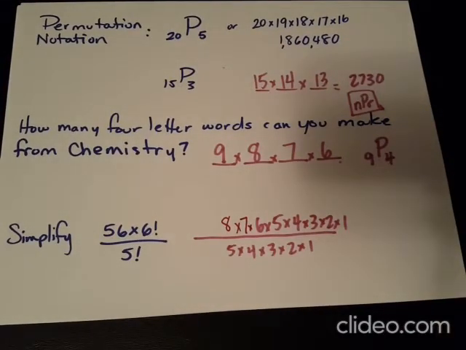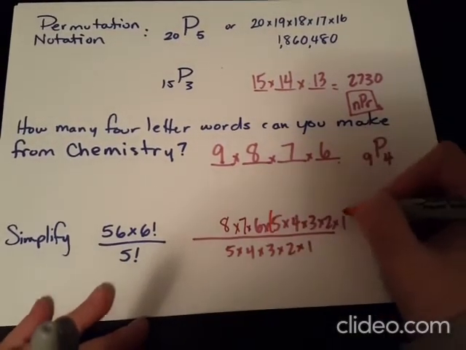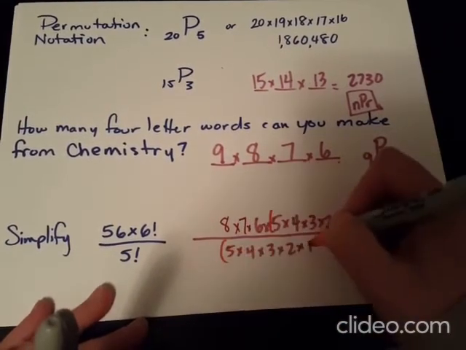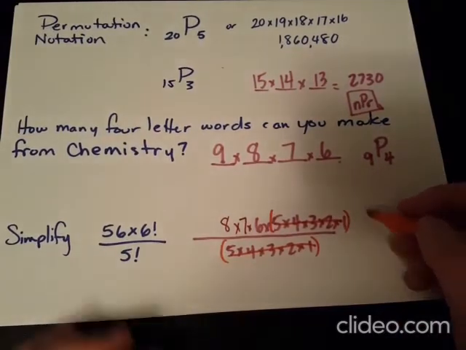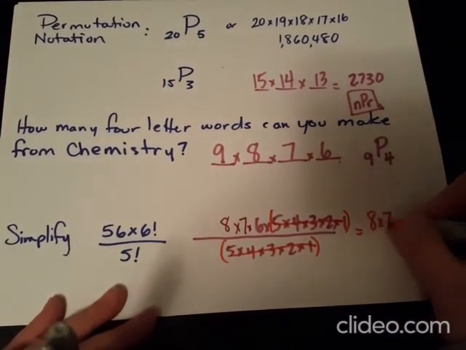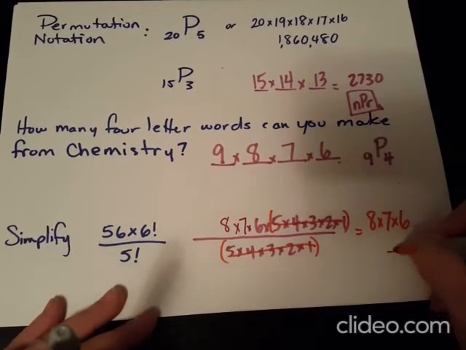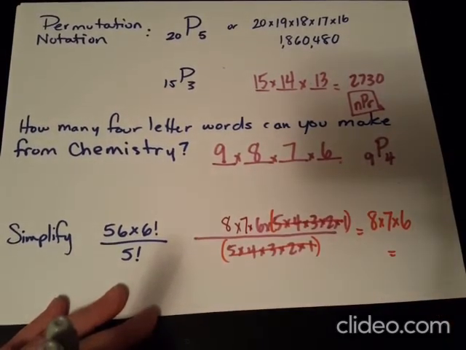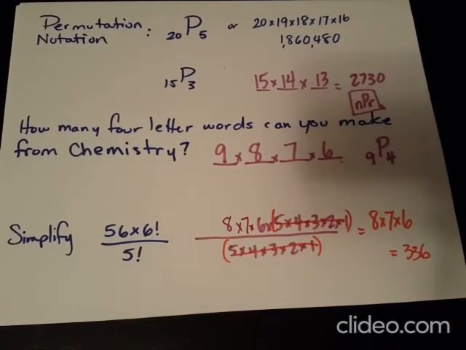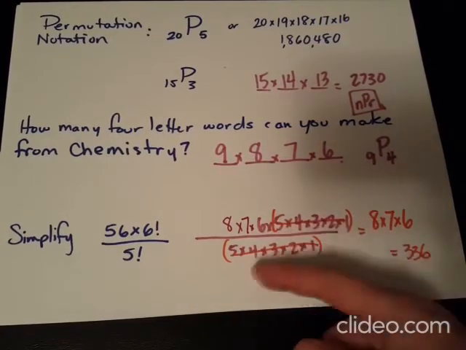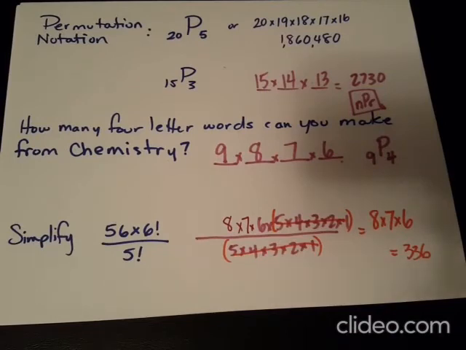What we want to do is cancel out like terms. Here we can see this 5 factorial and this 5 factorial. We're going to cancel those, and all that we'll have is 8 times 7 times 6. So 336, which is a whole lot better than trying to multiply all those and then multiply again and then divide. It's a lot nicer to be able to cancel them out.